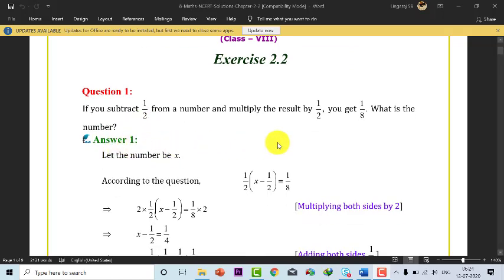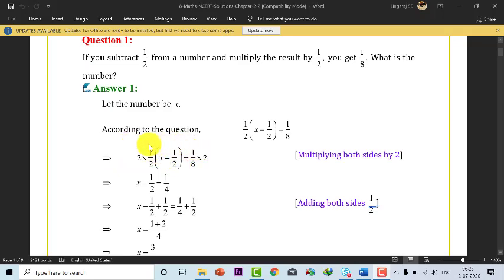So we don't know which number. If you subtract 1 by 2 from a number, and multiply the result by 1 by 2, you get 1 by 8. So what is the number? Not knowing that number, we should consider it as a variable, so let the number be x.